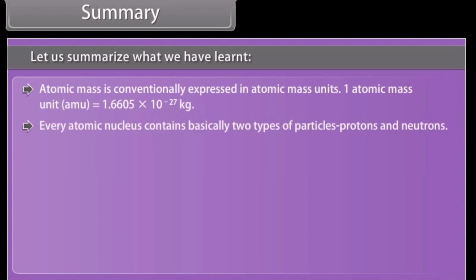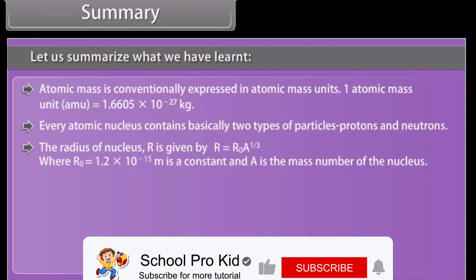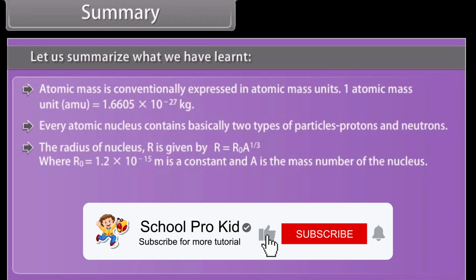Every atomic nucleus contains basically two types of particles, protons and neutrons. The radius of the nucleus R is given by R = R0 A^(1/3), where R0 is equal to 1.2 × 10^-15 m, a constant, and A is the mass number of the nucleus.